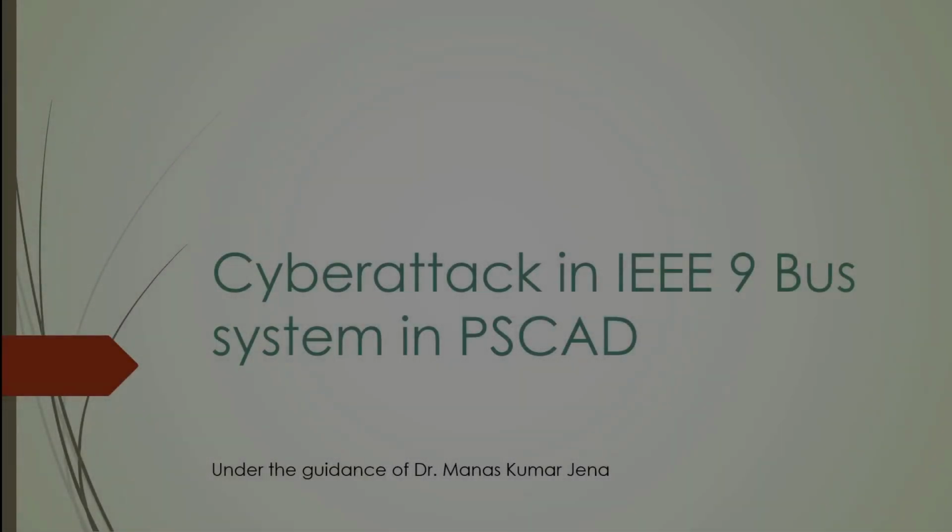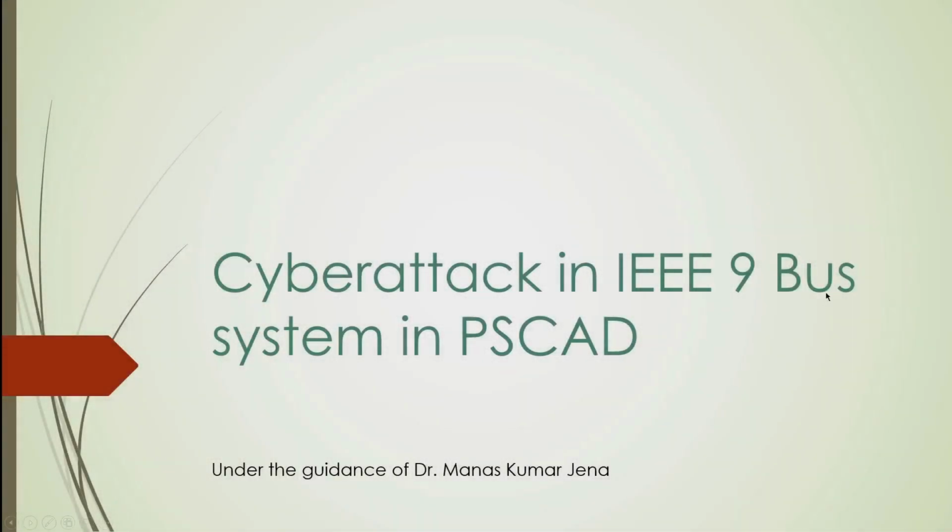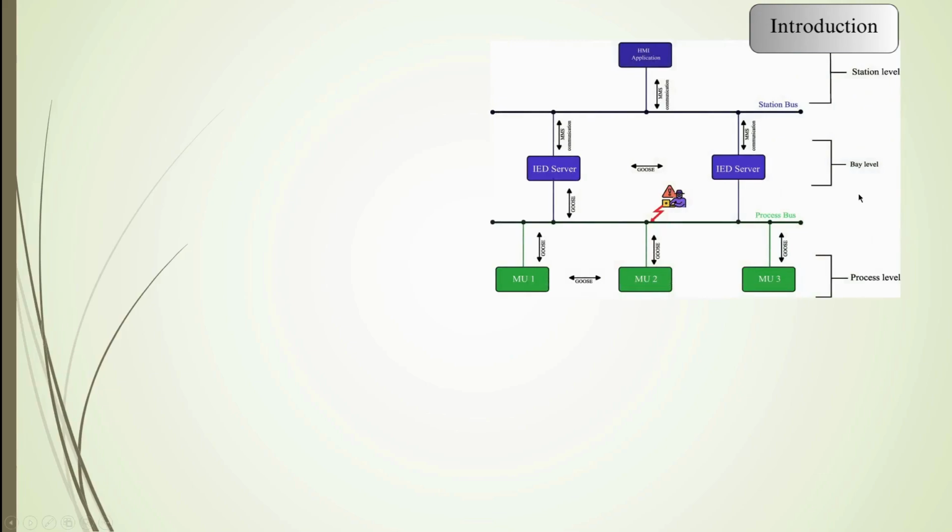Hello everyone, in this video we are going to see a cyber attack in the IEEE N system in PSCAD. Coming to the basic introduction, this is an architecture of IEC 61850 substation automation. Here we can see that there are three stages: one is station level, another one is bay level, and the third is process level.